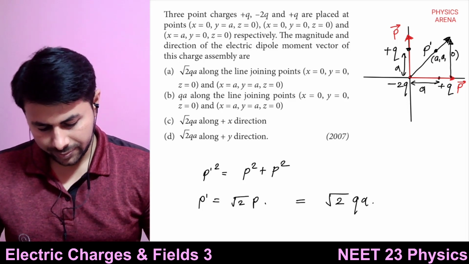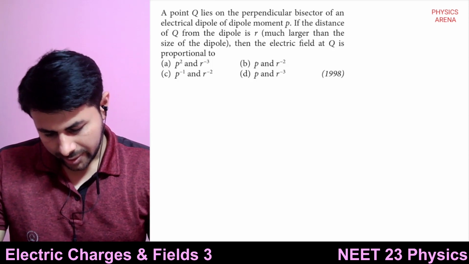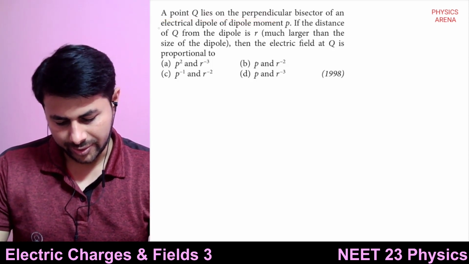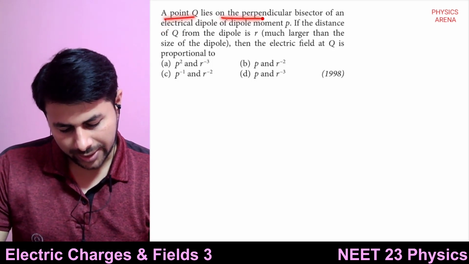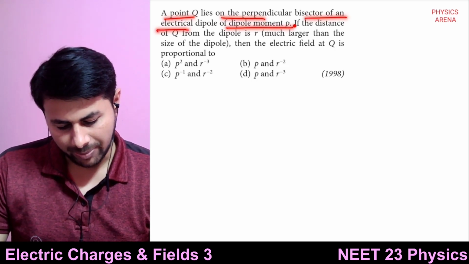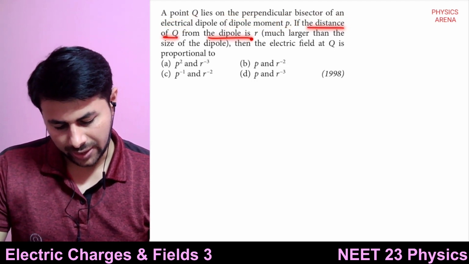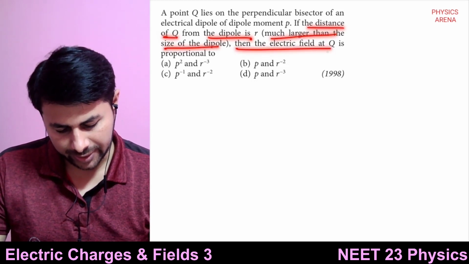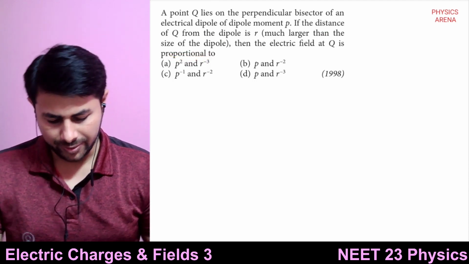Got it? Yes, no. Let us see the next problem. A point Q lies on the perpendicular bisector of an electric dipole of dipole moment P. If the distance of Q from the dipole is r, much larger than the size of the dipole, then the electric field at Q is proportional to? So tell me, this is very simple.